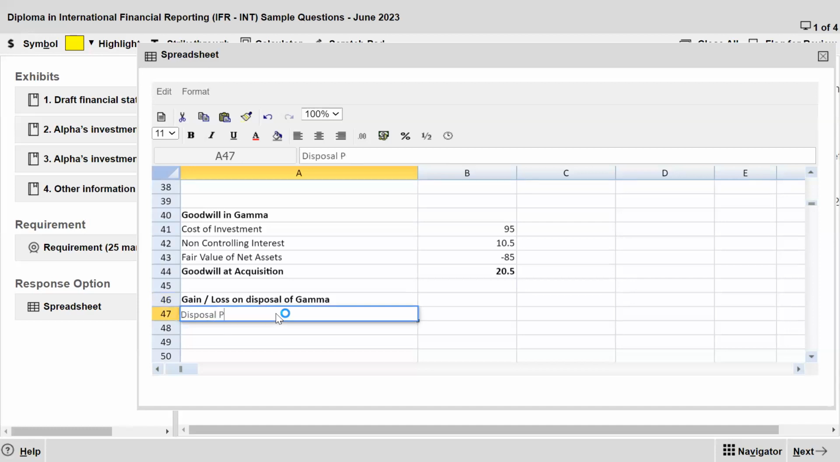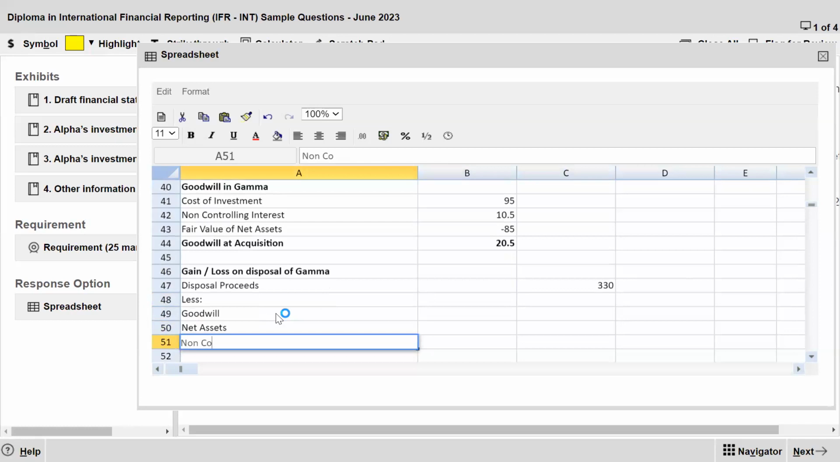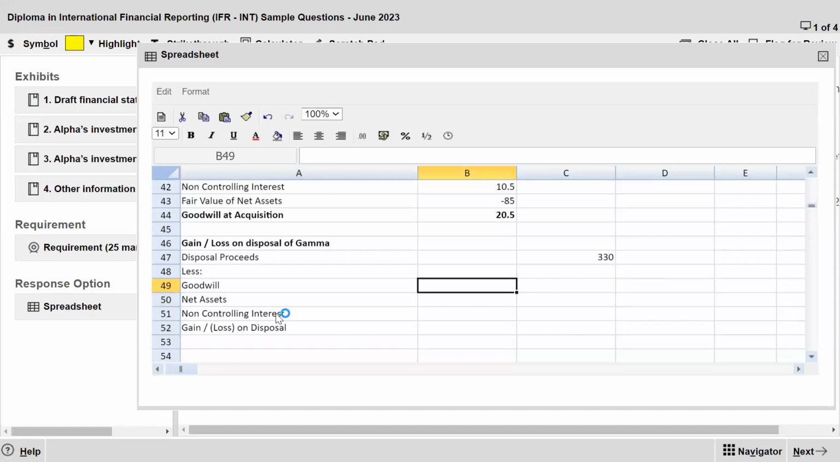You would say disposal proceeds. The disposal proceeds were 330 million, and then you would say less: there's actually going to be goodwill, net assets, NCI. So hence there is going to be this gain or loss on disposal. Let's say, for example, the goodwill was this 20.5 for the Gamma.